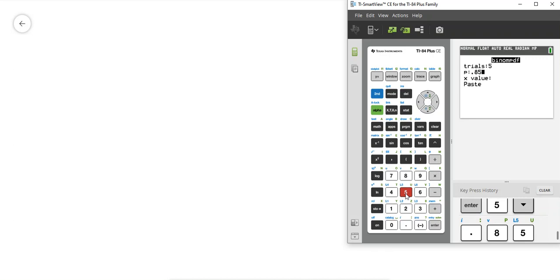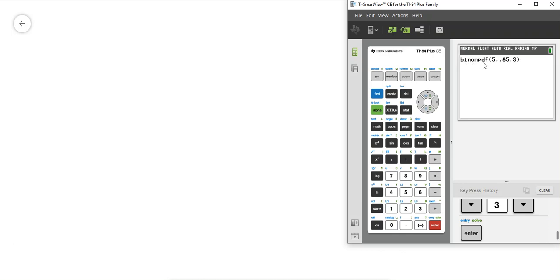That's the probability of success on any given single trial: 85% chance of an adult recognizing what Twitter is. X is the other number, the 3. That means that's the probability we're finding: the probability of 3 adults out of 5 recognizing Twitter. We hit paste. There's our binomial PDF formula, which on some of the other calculators is all that comes up right here. Binomial PDF, and you type this in. Enter.